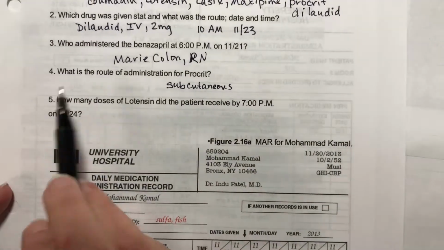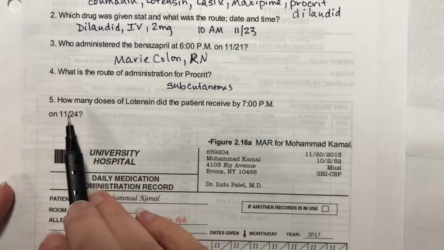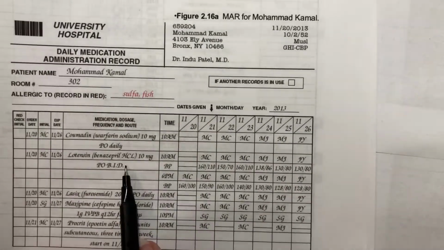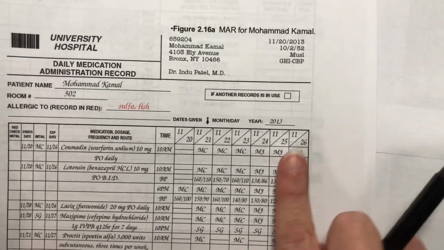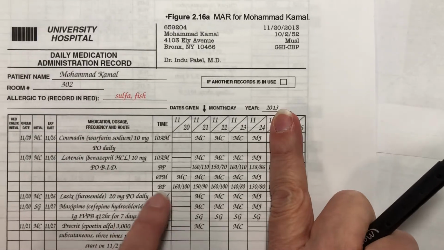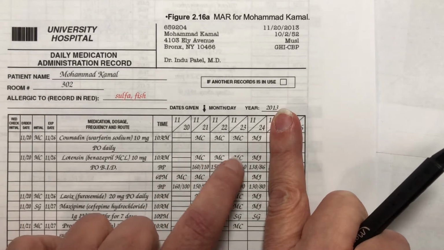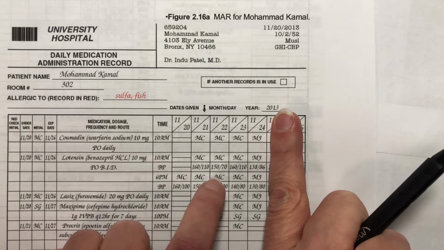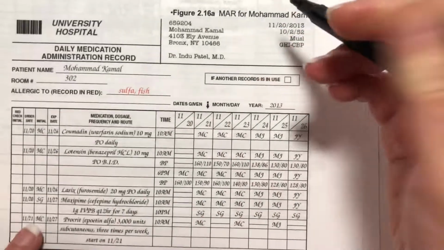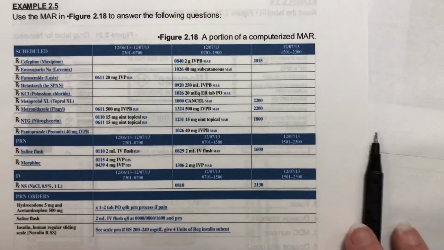Okay. And how many doses of Lotensin did this patient receive by 7 p.m. on the 24th? So the Lotensin, how many times was it given by 7 p.m. on the 24th? So I'm covering up after the 24th, and by 7 p.m., the patient had received 1, 2, 3, 4, 5, 6, 7, 8, 9 doses. Okay, so the next page we just used with that. Now we're ready for example 2.5.